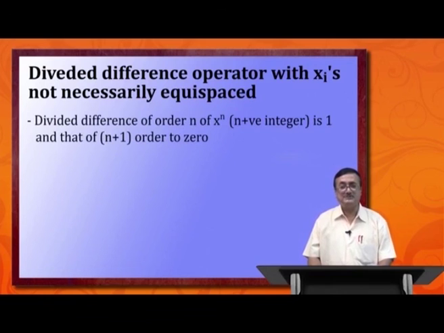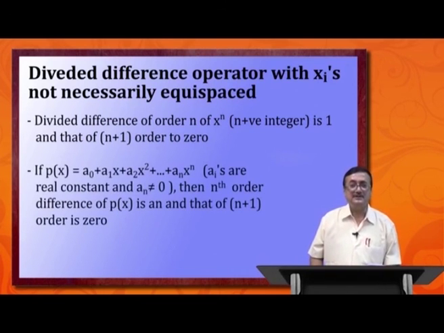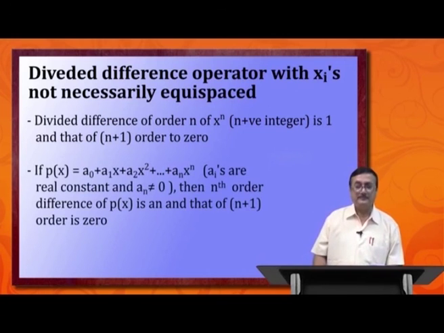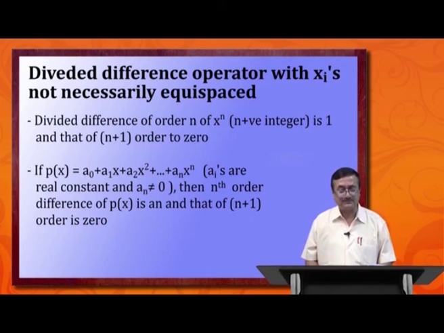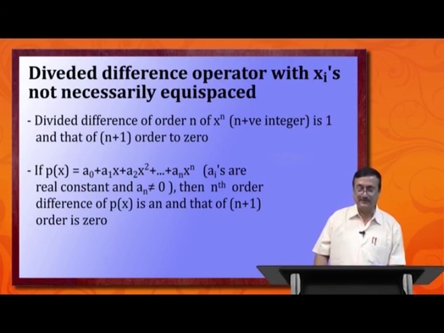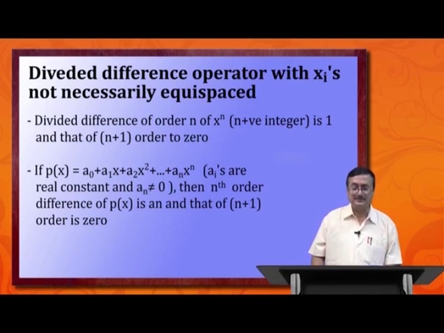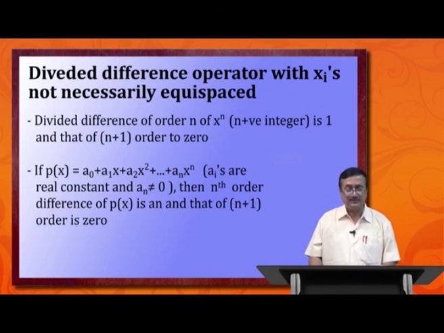Divided difference of order n of a function like x^n, n being a positive integer, is 1 if we take nth order divided difference of x^n, and that of (n+1)th order divided difference of x^n, we will get 0. If we have a polynomial P(x), an nth order polynomial given by a0 + a1x + a2x² + ... + an x^n, where the a_i's are real constants, and we suppose that an is not equal to 0. If we take the nth order divided difference of P(x), we will get the constant value an, and if we take the (n+1)th order of P(x), then we will get 0.